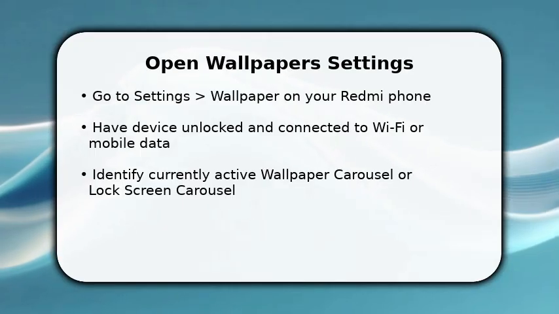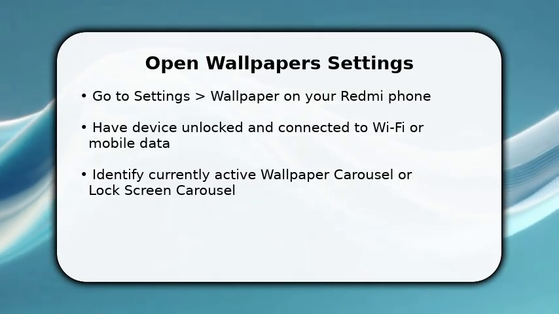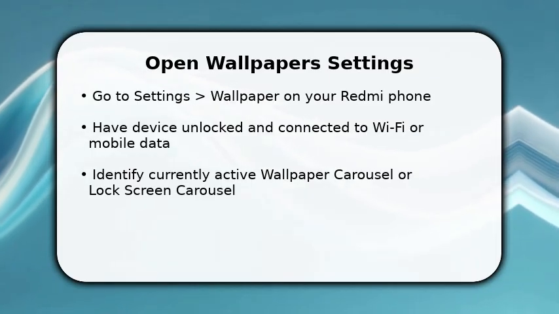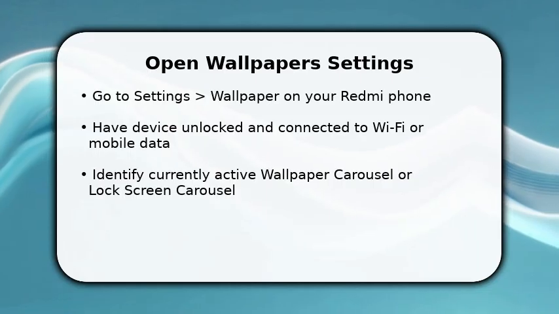You start by opening Settings and tapping Wallpaper. This puts you directly where the carousel lives, so act now. Once the wallpaper page loads, look for Wallpaper Carousel or Lock Screen Carousel. Those labels control rotating images.